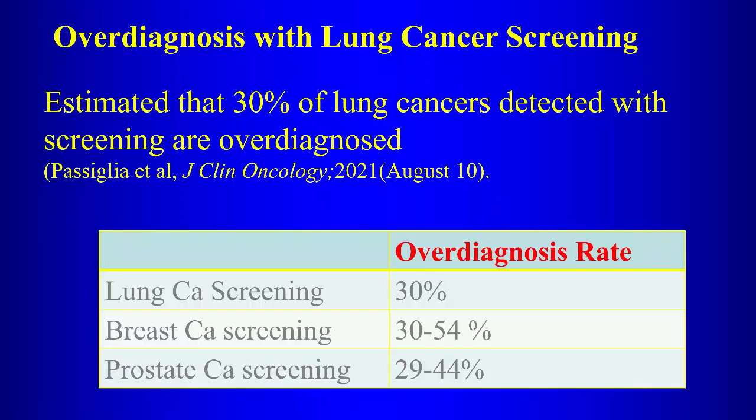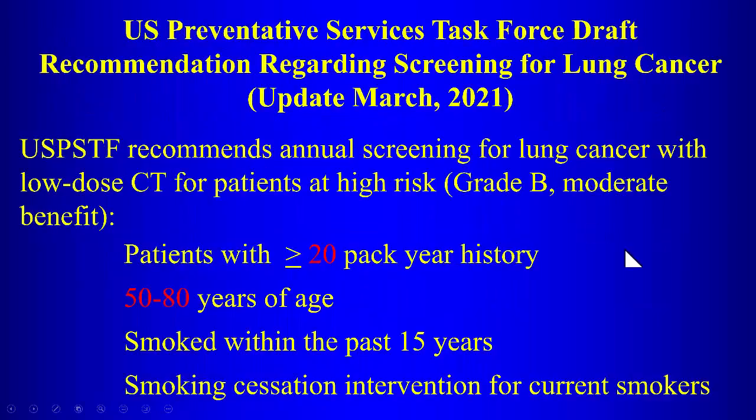Now, how does that compare with other screening methodologies that are accepted? For breast cancer screening, the overdiagnosis rate is estimated to be between 30 and 54%, and for prostate screening, between 29 and 44%. So indeed, lung cancer screening falls within the range of what is acceptable when you compare it to other types of screening procedures that are widely accepted.